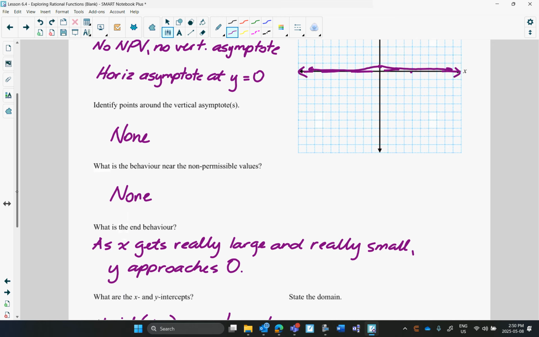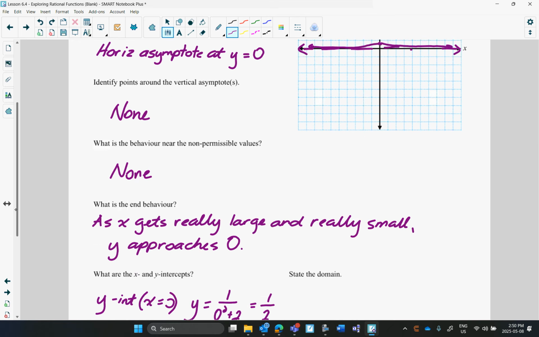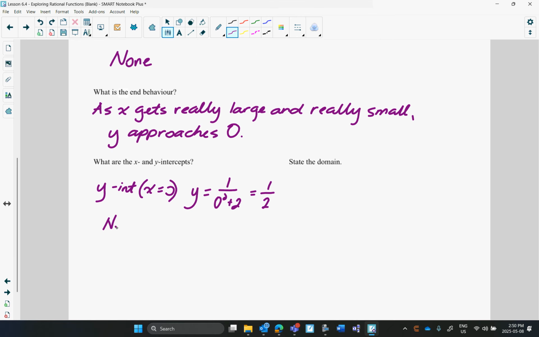Couple more things. What's the x-intercept? None. No x-intercept. What's the domain? Remember, there's no vertical asymptote. Isn't it everything? It's everything, isn't it? Because there's no vertical asymptote, it skips over.